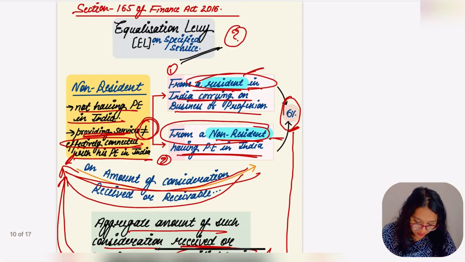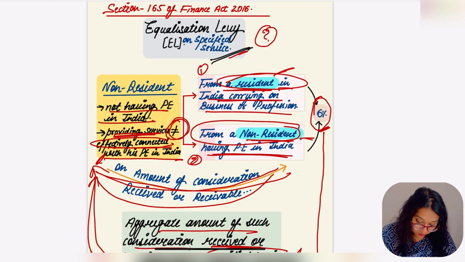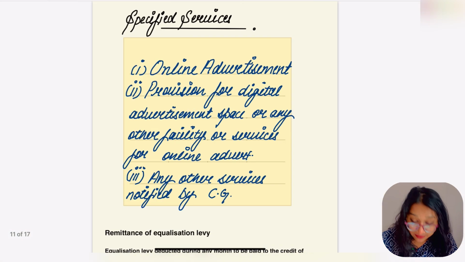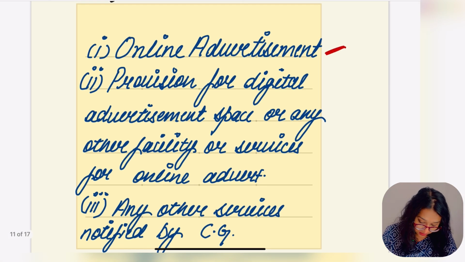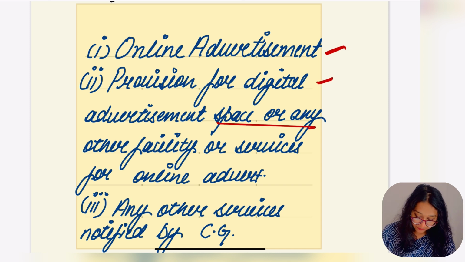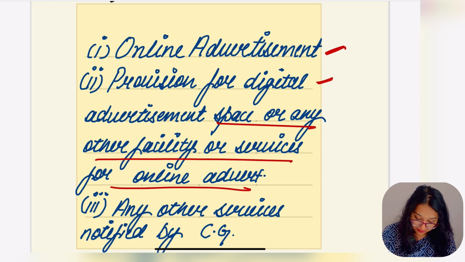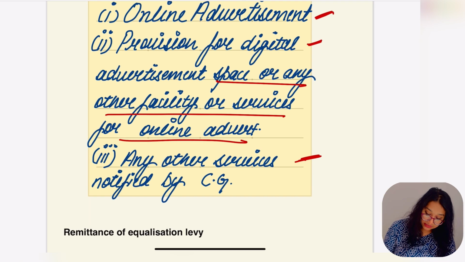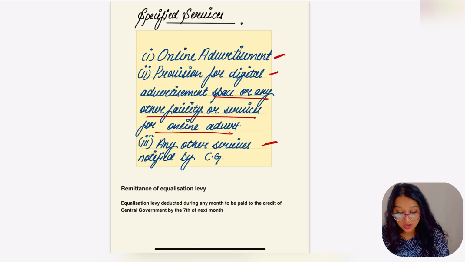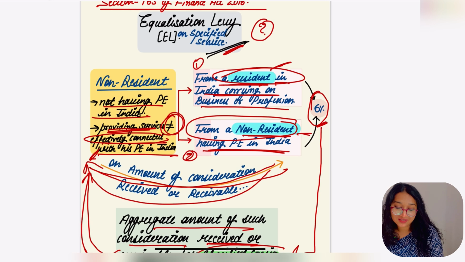Okay, so let's go and read now. I told you about the specified service. Now we are going to read about the specified service. What are these specified services? Very first thing, online advertisement, provision of digital advertisement space or any other facility or services for online advertisement. And third, any other services notified by the central government. So these are the specified services, right?